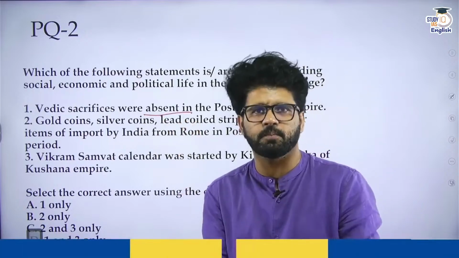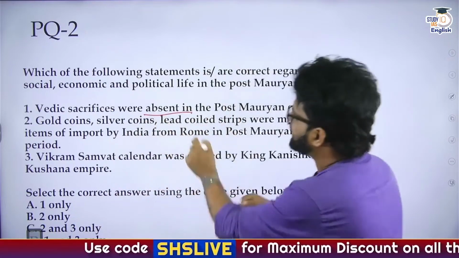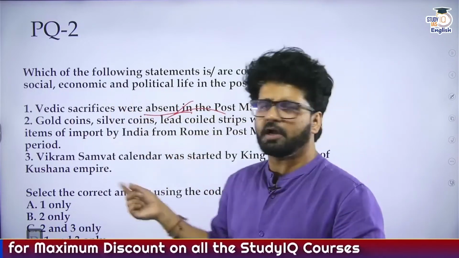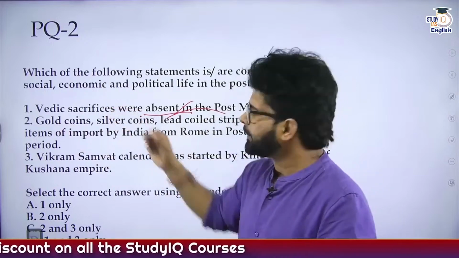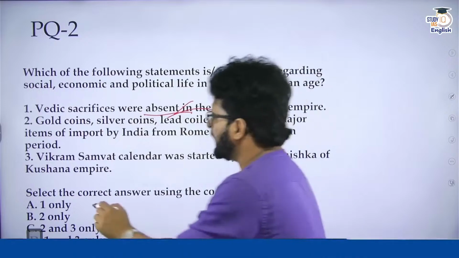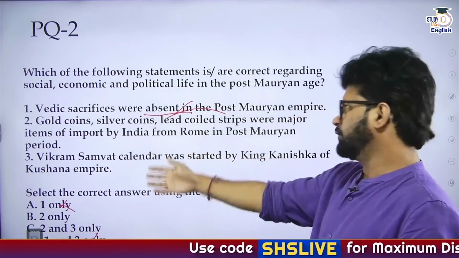This is an extreme word, bro. If we take into account vowel and consonant components, so they were absent, they were not absent. Even if one person performed a Vedic sacrifice in the post-Mauryan empire, this statement will be wrong. So the probability of this statement being wrong is very high. This statement is indeed wrong. Eliminate 1. You are left with B and C, 2 only, 2 and 3 only. So you don't even have to check for 2.